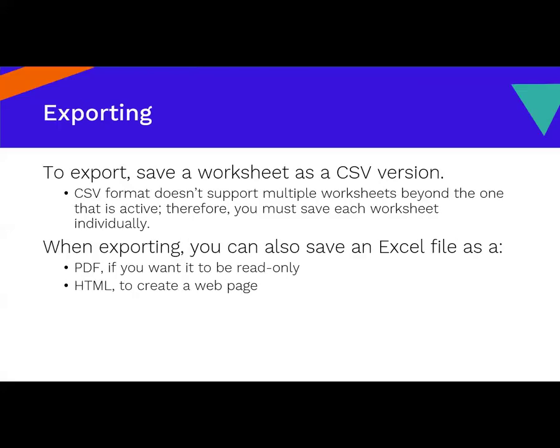Exporting. To export, save a worksheet as a CSV version. CSV format doesn't support multiple worksheets beyond the one that is active. Therefore, you must save each worksheet individually. When exporting, you can also save an Excel file as a PDF, or HTML to create a website.